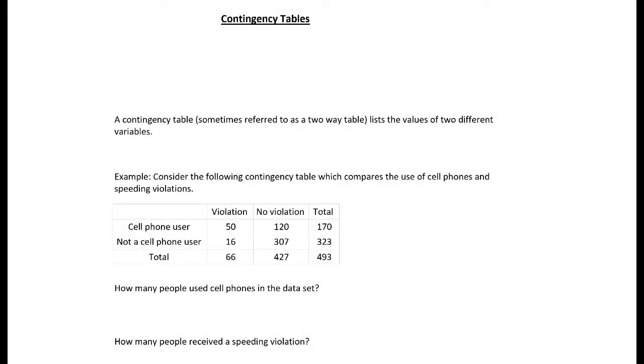Alright, y'all. In this video, we're going to go over the concept of contingency tables. A contingency table, which is sometimes called a two-way table, lists the values of two different variables. For example, consider the following contingency table, which compares the use of cell phones and speeding violations.